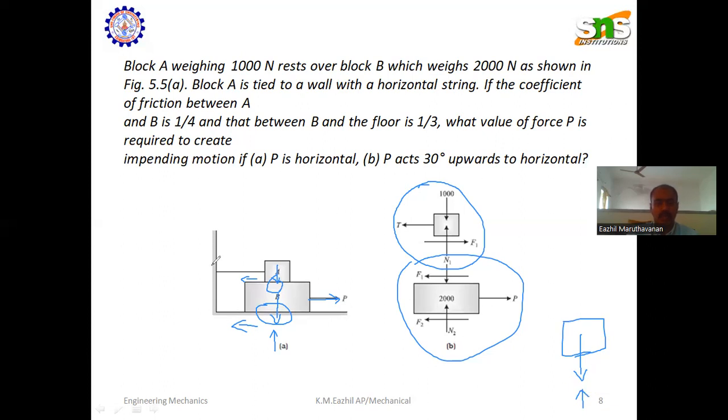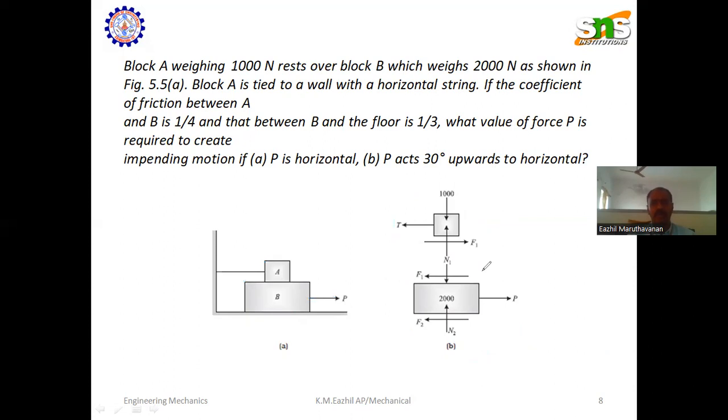Here, a rope is tied over here. Therefore, the tension acts on the left side. Therefore, the frictional force F1 acts opposite to the tension. These are the free body diagrams.